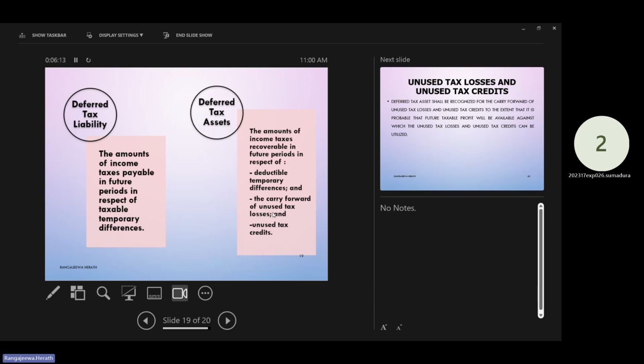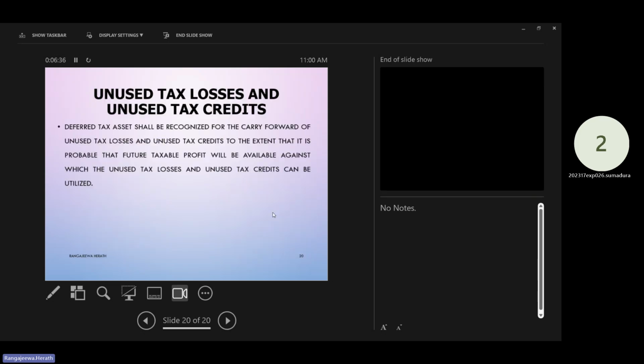Next year taxable profit is 30 million. From that you can deduct this 10 million tax loss and pay tax only for the 20 million. So you can recognize the 10 million carried forward tax loss at 30% as a deferred tax asset. So deferred tax asset can be recognized for carried forward unused tax losses. Deferred tax asset shall be recognized for carried forward unused tax losses.